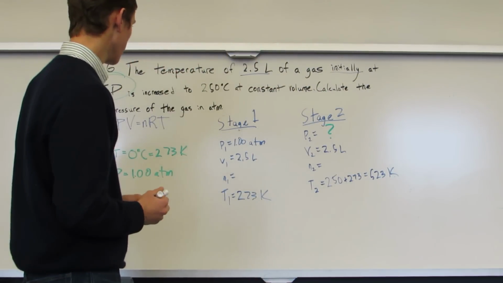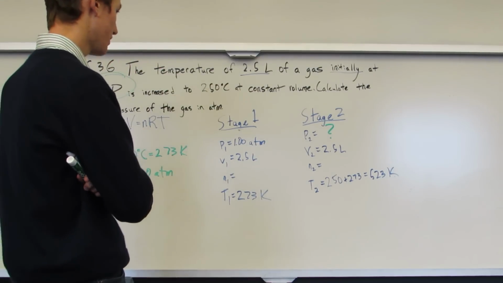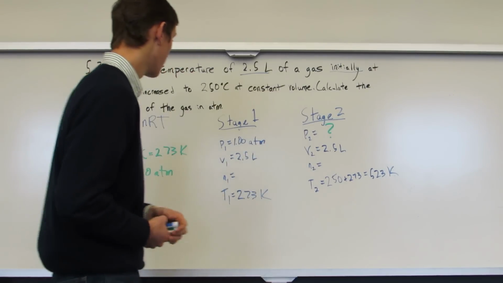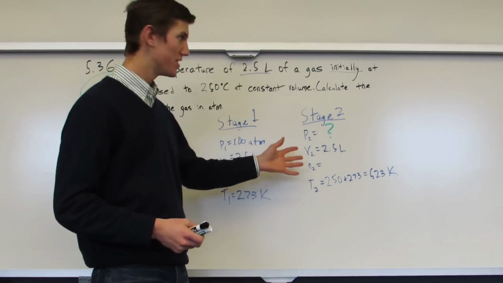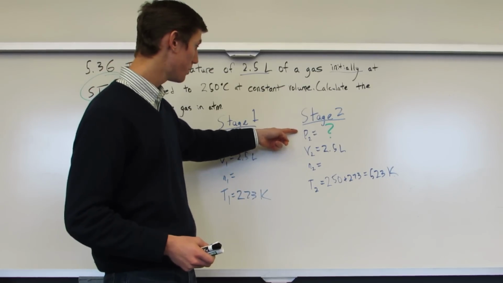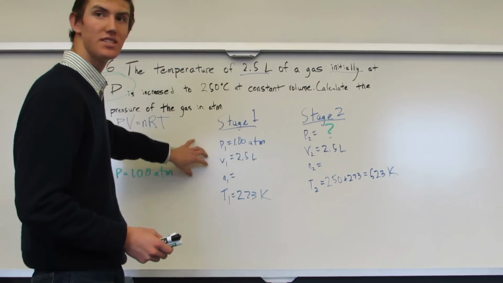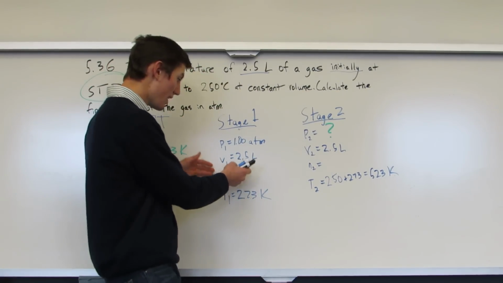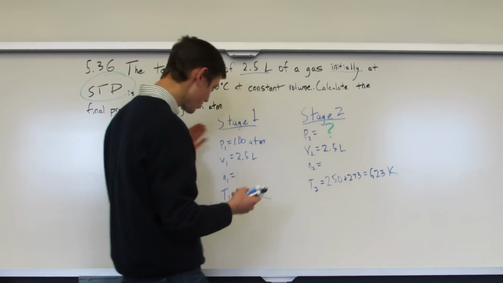So we have our stage 1 filled out, and our stage 2. We need to figure out how we're going to use the ideal gas law to find this P2. Well, we can't really start right off the bat with stage 2 because we have two unknowns. We don't know P and we don't know N. So we're going to have to use the information given in stage 1 to solve for N1, and then we know that N1 is the same as N2, so we can use that to get to P2. So let's first find N1.